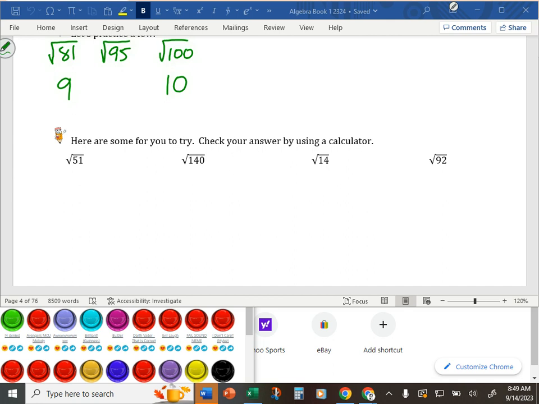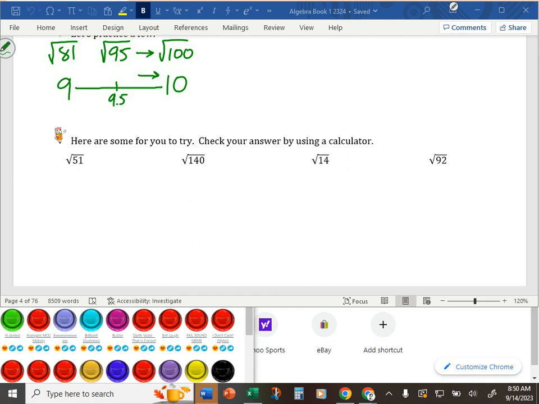So now, if we've got those two whole numbers, those two integers to work with here, is root 95 going to be closer to 9 or closer to 10? And how do you know that? Yeah, 95 is closer to 100 than it is to 81. Therefore, if you think about this number line between 9 and 10, it's going to be on that side of 9.5, right in the middle here, halfway between 9 and 10. We know it's going to be on the 10 side, or closer to 10.